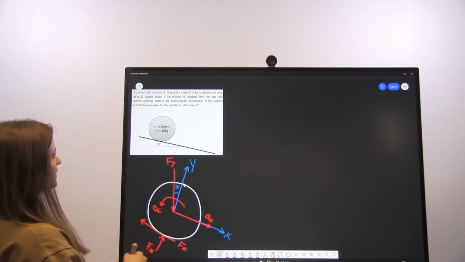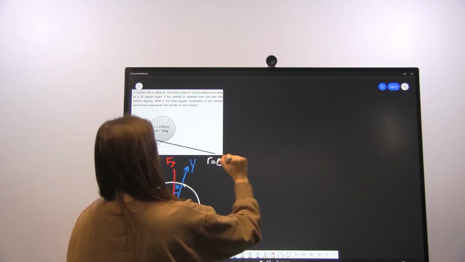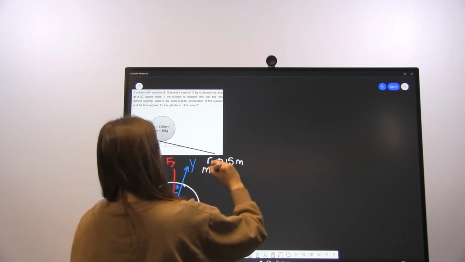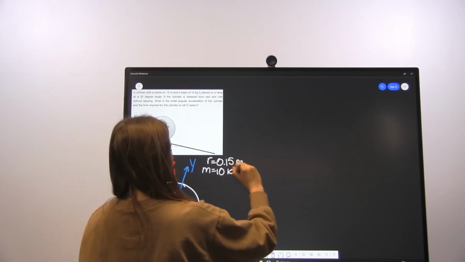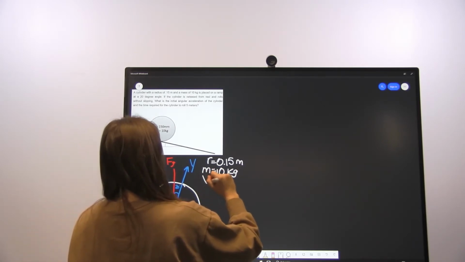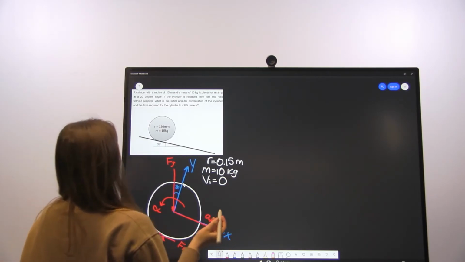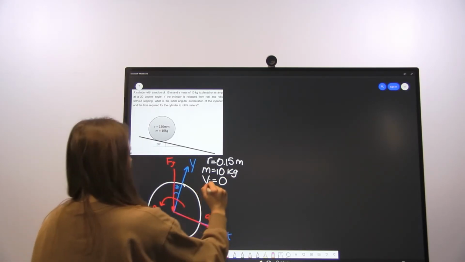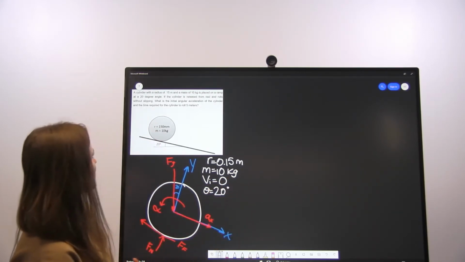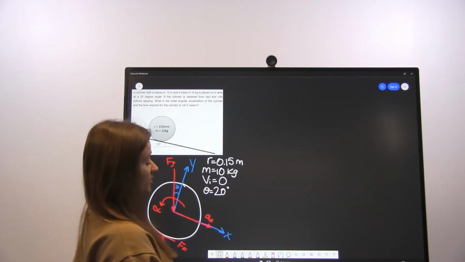So our knowns: we have a radius of 0.15 meters. The mass is 10 kilograms. The initial velocity is 0, so it's at rest, and our theta value is 20 degrees. So now that we have this, we can start to do our equilibrium equations.